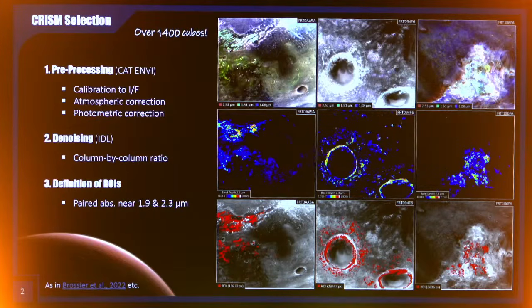And then in the bottom you have the index. Because to find those clays we need to have an absorption at 2.3 but also 1.9 and other additional bands I will talk about. And then at the bottom is the ROI, so we define the ROI, we map those clay-bearing outcrops.